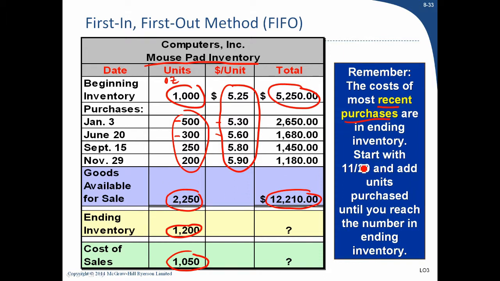So how do we get to 1,200 units? Well, in this case, they say, let's start with 11/29, which is November 29th, and keep adding units until we reach the number in ending inventory. So we're going to say that to get to 1,200 units, we take this one, 200, now we're at 450, now we're at 750, and we take part of this, because 750 plus 500 is 1,250. So we're going to take 450 units from the January 3rd purchase.